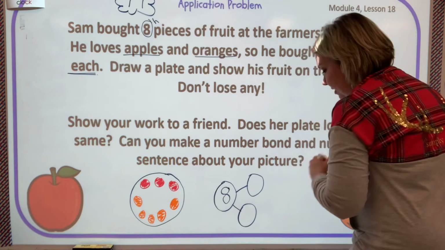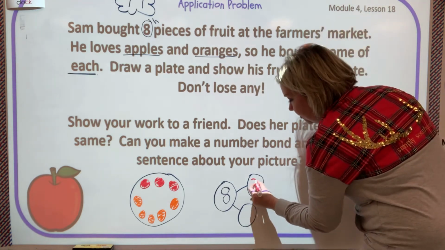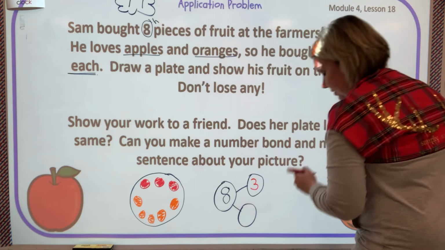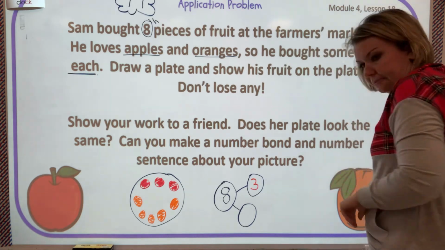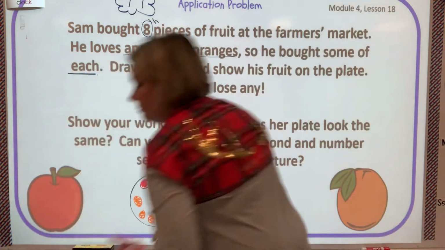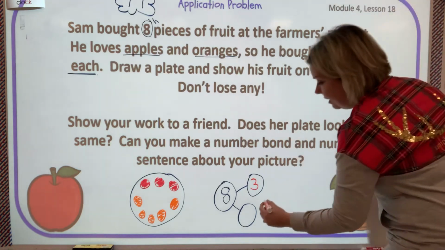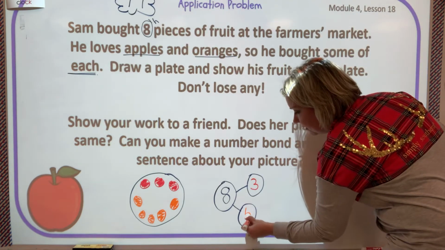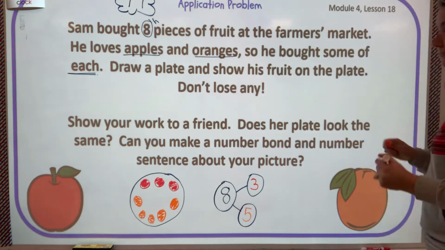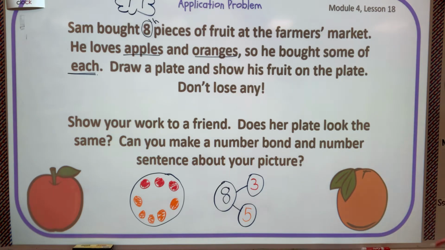And on my plate, I have 3 apples and 5 oranges. You make your number bond to match your picture.